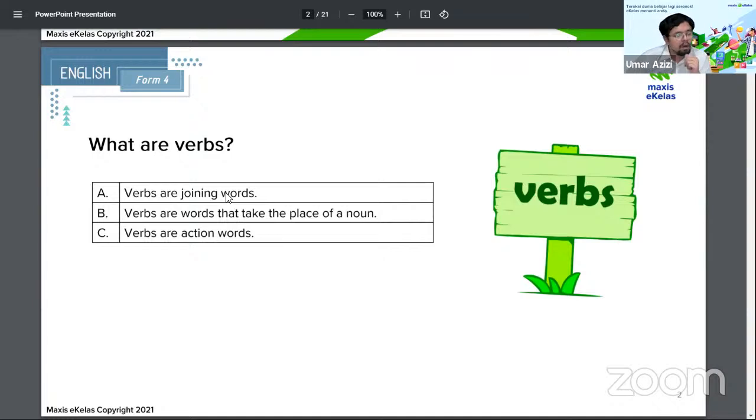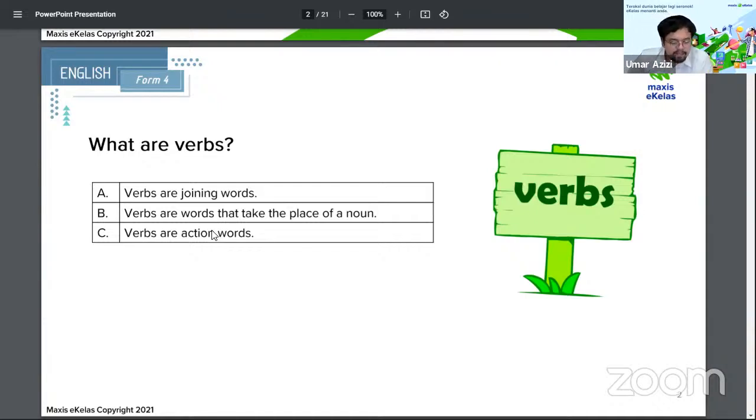Now, what are verbs? So we have 3 answers. You can guess which one they are. One is A, verbs are joining words. B, words that take place of a noun. And C, action words. Which one is it? A, B, or C?